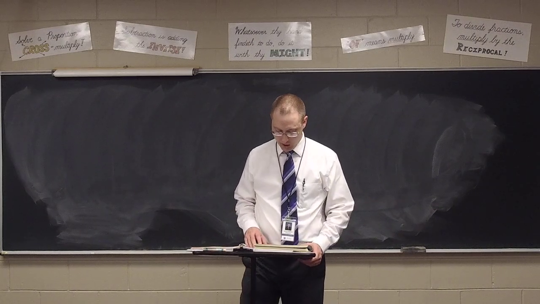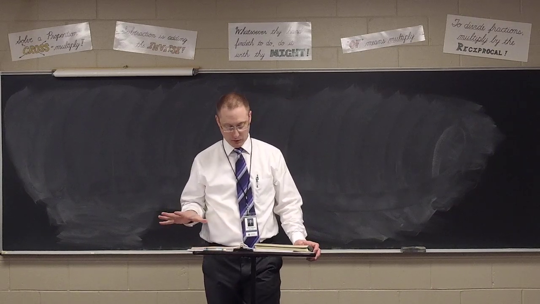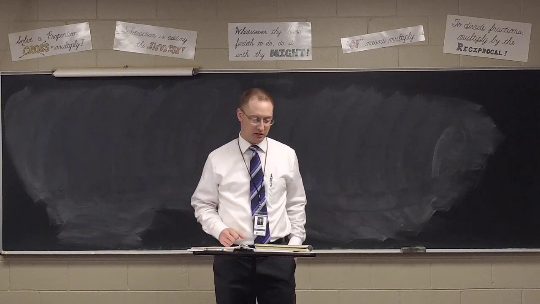What about a vowel or a B, Joshua? 3 to 5. There are 5 vowels. There is 1 B. That's 5 to 10 plus 1 to 10 is 6 to 10, which reduces to 3 to 5.